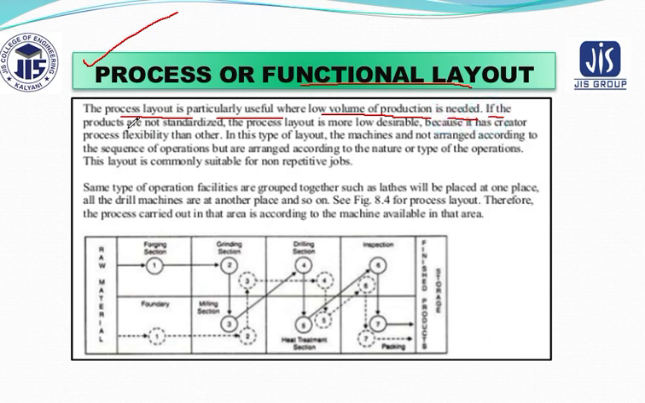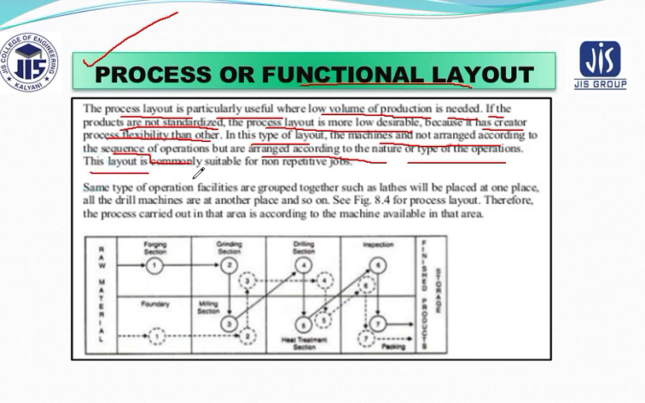If the products are not standardized, then the process layout is more desirable because it has greater process flexibility than others. In this type of layout, the machines are not arranged according to the sequence of operations, but are arranged according to the nature or type of operation. That's why this type of layout is commonly suitable for non-repetitive jobs.